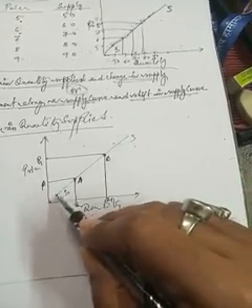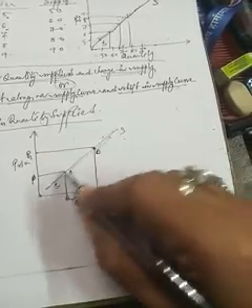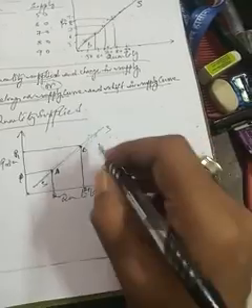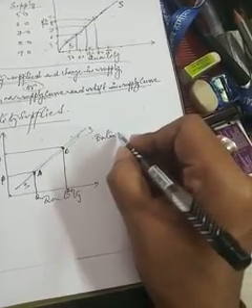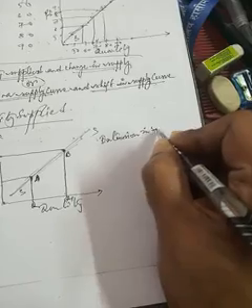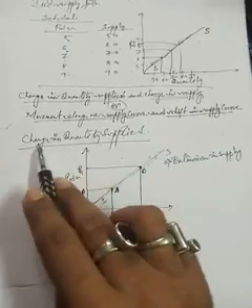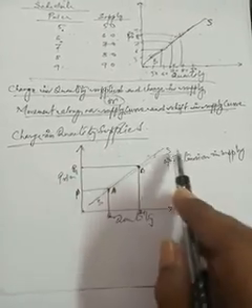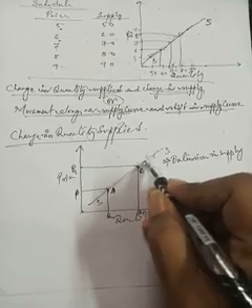So when you move along the supply curve upward, that means price increases, supply increases. Price increase, supply increase. This is called extension in supply. This is a part of change in quantity supplied. There are two parts. Number one is extension in supply, and another part is when you move along the supply curve downward.